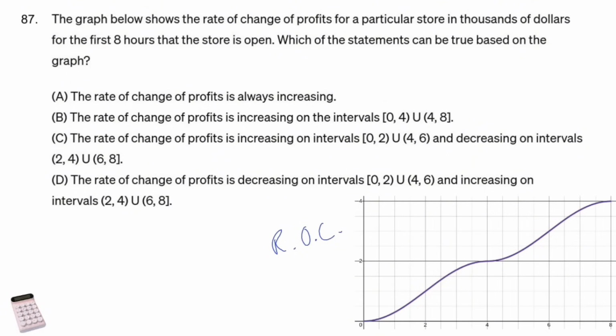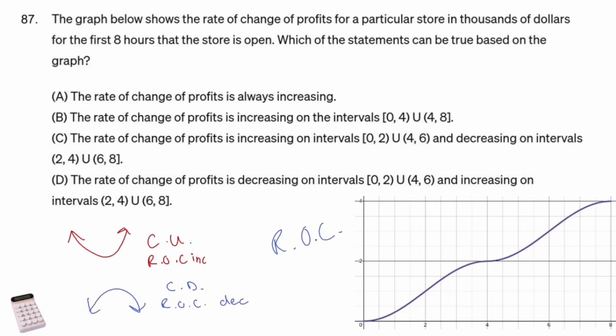Okay, and what it looks like here is, if I'm thinking rate of change and I'm looking at words like increasing and decreasing, I'm thinking concavity. So let's remind ourselves what concavity looks like. This is concave up. Concave up is when the rate of change is increasing. This is concave down. Concave down is when the rate of change is decreasing.